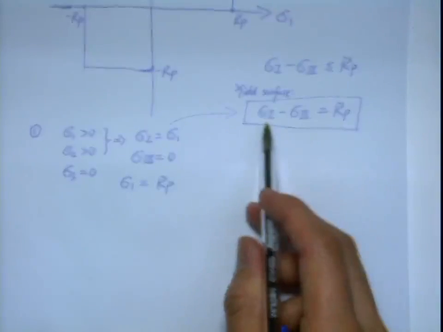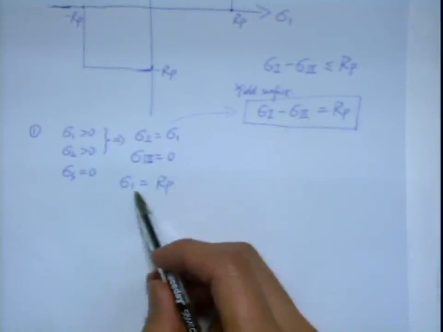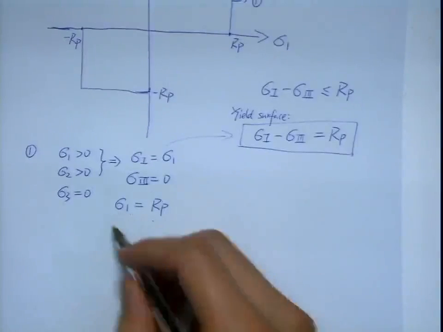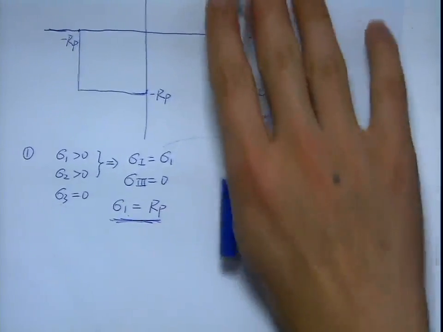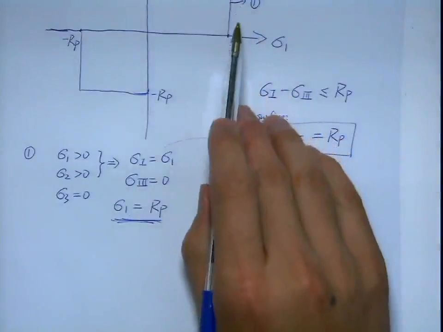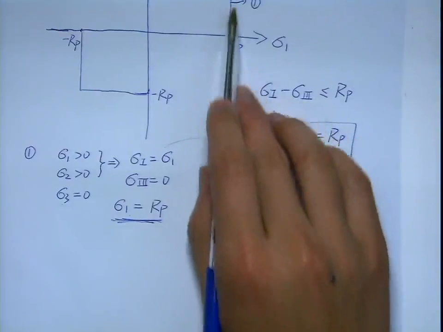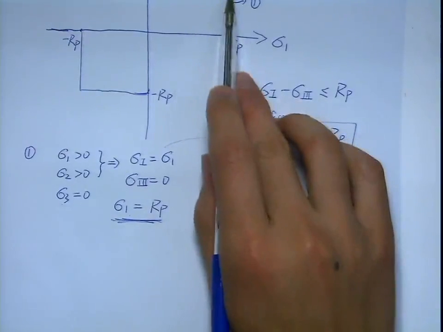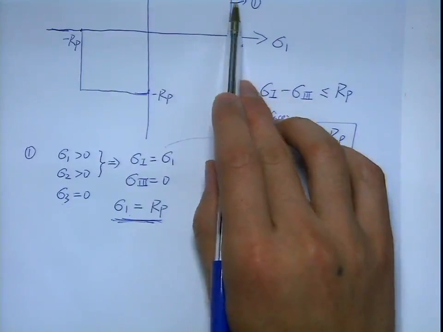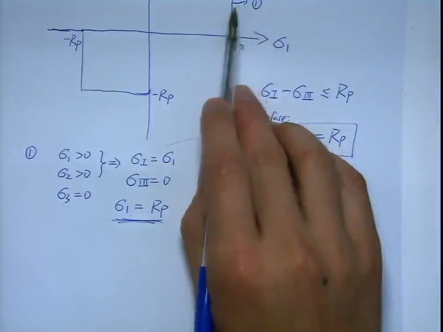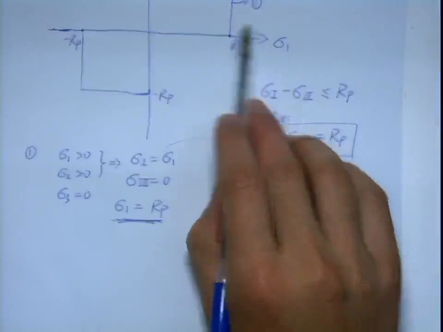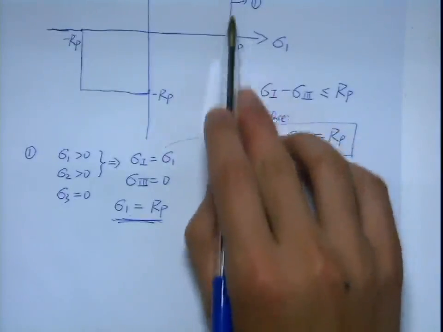This is 0 and this is sigma 1, and that means sigma is RP. This basically gives you the line, number 1, that vertical line. So it doesn't matter where your sigma 2 is. This line means whenever your stress along the sigma 1 direction reaches the RP, then you start to yield.